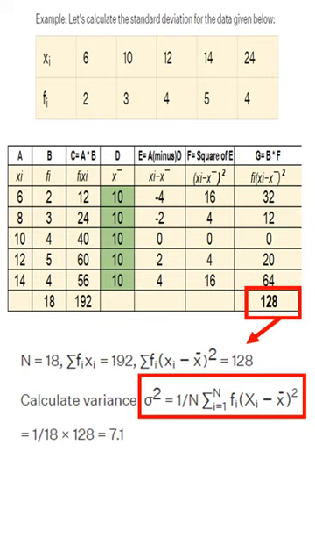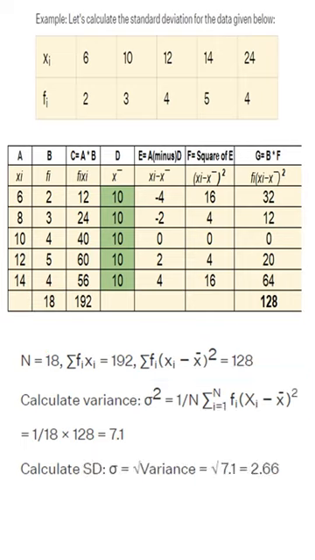Capital N is derived by adding the frequency in column B, which is 2 plus 3 plus 4 plus 5 plus 4 to get 18. 1 divided by 18 multiplied by 128 is 7.1. 7.1 is the variance, which is sigma square. We need to arrive at the standard deviation, and the square root of variance is standard deviation. Let's take the square root of 7.1 and we get 2.66, which is the answer.